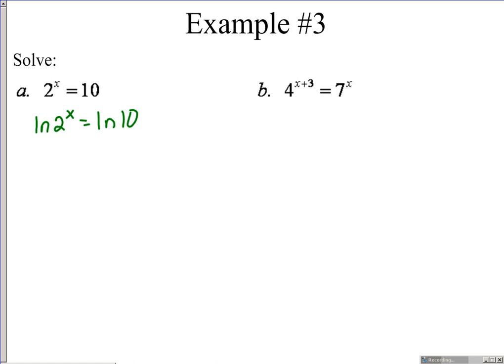Use your properties now. Not quite as nice as when it's an exponential involving e because the stuff just doesn't cancel, but still pretty easy. If we use our rules here of properties of logarithms, when I have an exponent on an argument, I know I can move that out in front of the logarithmic expression. And now I'm solving for x. How do I get x by itself? Well, I divide by the natural log of 2. There's our exact solution.